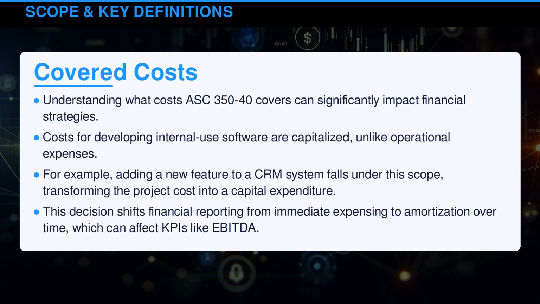Costs for developing internal use software are capitalized, unlike operational expenses. For example, adding a new feature to a CRM system falls under this scope, transforming the project cost into a capital expenditure. This decision shifts financial reporting from immediate expensing to amortization over time, which can affect KPIs like EBITDA.